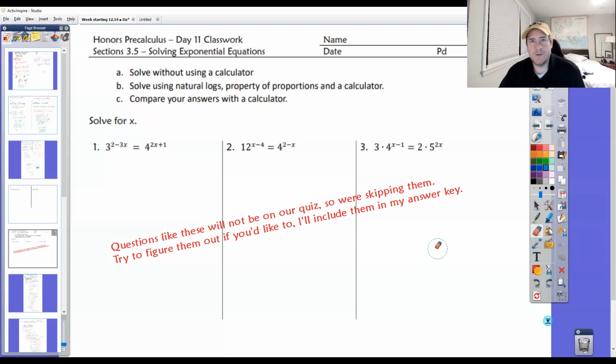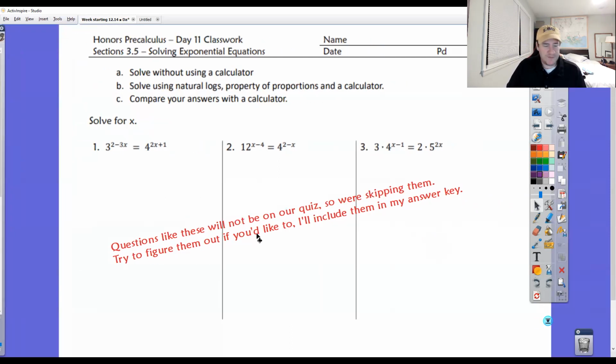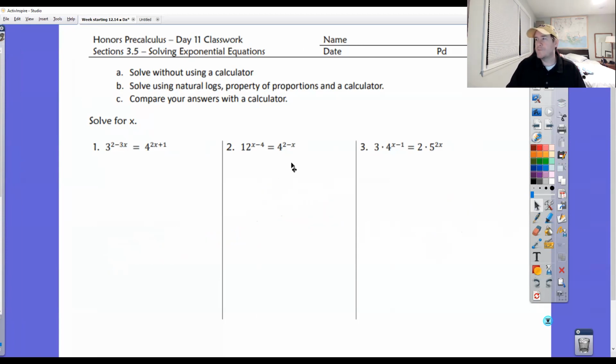Okay, hey guys, it's day 11 homework technically, but I think I said that I'd go over these few problems in case anyone wanted to know how. These are from the classwork. There aren't any homework questions on these, and we didn't put them on the quiz either. So you could definitely skip this without any detrimental effects on your grade. However, you might want to listen in and learn.